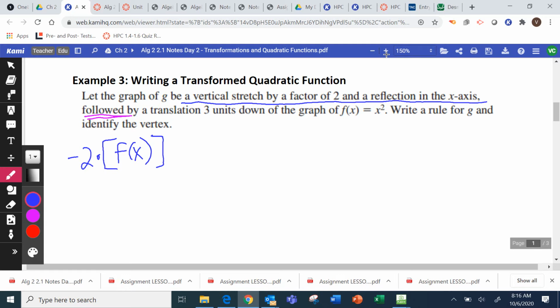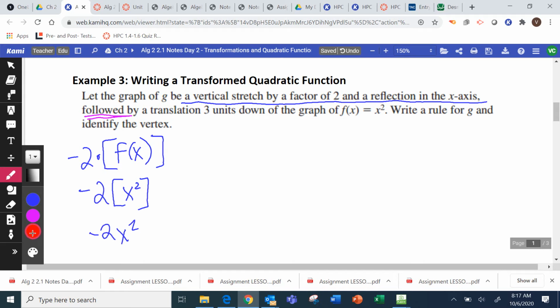Okay. Jaden, what's f of x? Yes. So instead of writing f of x, I'm going to write x squared in that spot. Sierra, do I need those brackets? So if I'm multiplying negative 2 times x squared, I can just multiply them together and get rid of the brackets. Here they are, negative 2 x squared. So there's the first part.